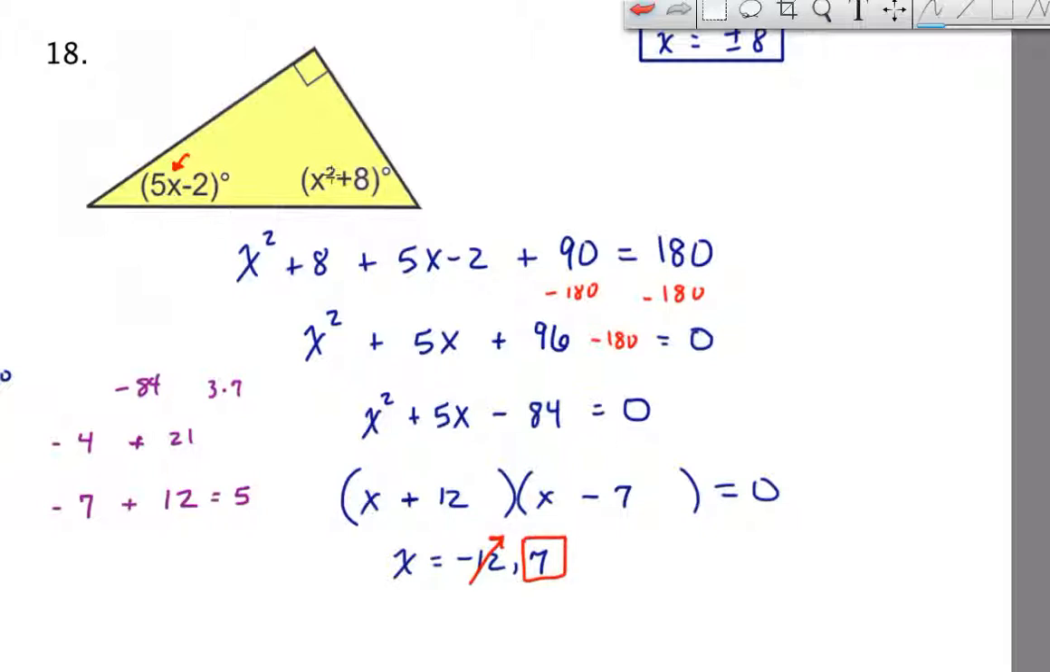7 squared is 49 plus 8 is 57. 49 plus 8 is 57, right? And then 5 times 7 is 35 minus 2 is 33. So this would be 33 and this would be 57. And these two added together better be 90, right? Is it? Yeah. All right, that's it.